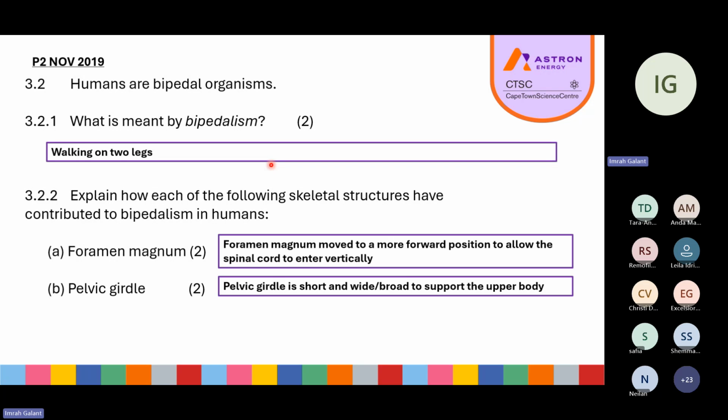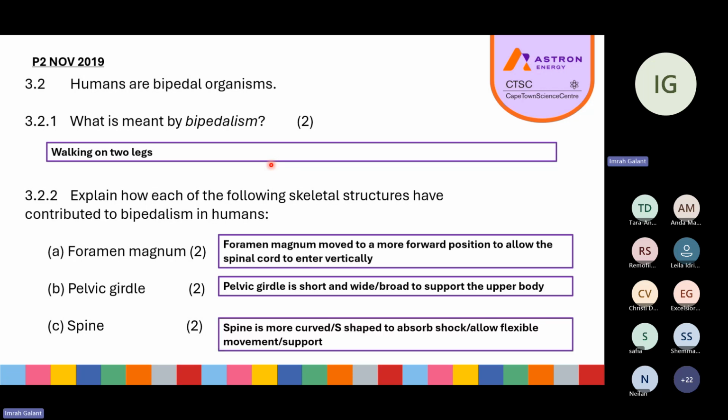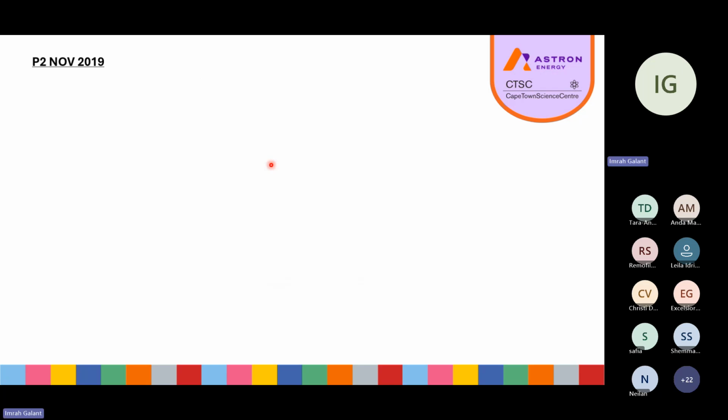The pelvic girdle. So the pelvic girdle, to allow for bipedalism, is short and wide to support the upper body. Then looking at the spine, how does that contribute to bipedalism? A spine that is more curved or more S-shaped allows for shock absorption and allows flexible movement and support. If the spine was more C-shaped, that would mean that the primate would be quadrupedal. Okay. Then the last question.